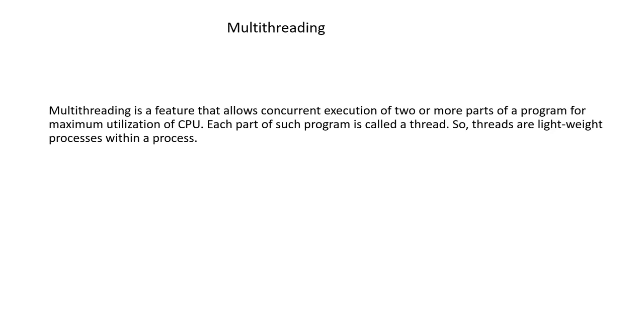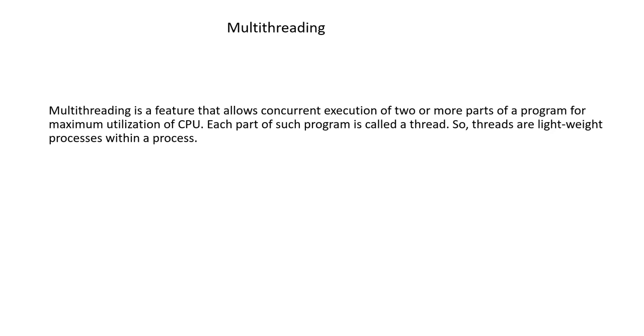In a simple way, multithreading is a feature that helps us execute two or more parts of a program concurrently. So let's say we want to run two parts, or three parts, or four parts of a program at the same time, then we can make use of multithreading.